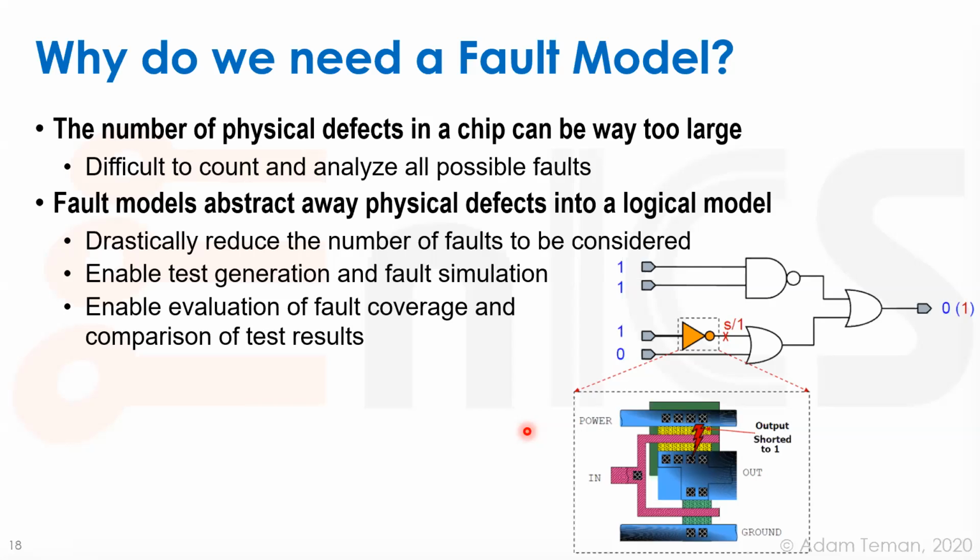So again, the fault model abstracts away physical defects into some sort of logical model that we can work with, and that drastically reduces the number of faults to be considered. Okay, it enables test generation and fault simulation. It enables evaluation of fault coverage and comparison of test results. So everything we do here is only enabled by this fault model. So in this case, we had this inverter over here. It could have a million different things happen, but in the end, whatever happened here that caused the output to be shorted to 1, we just said this node is stuck at 1, and that's our fault. But it covered many different things that could have happened in this inverter. Okay.